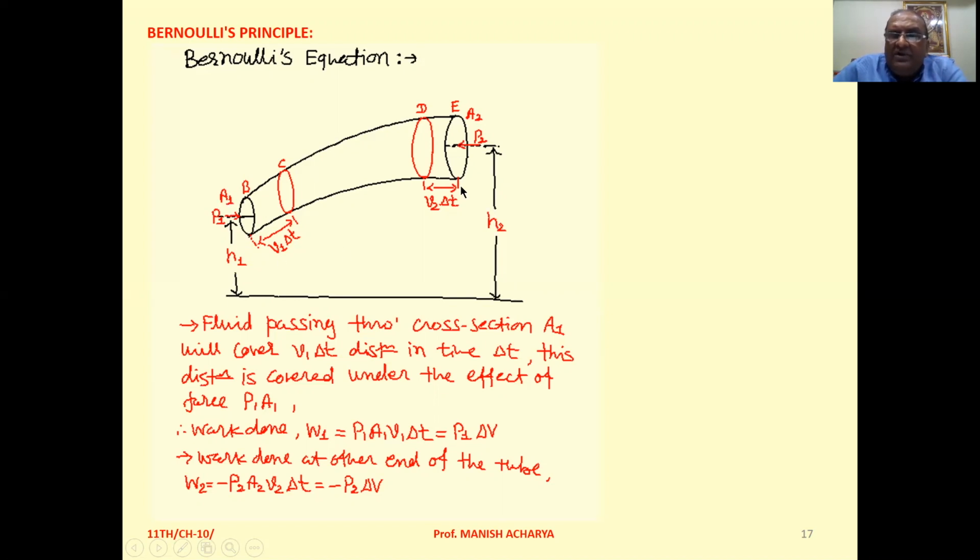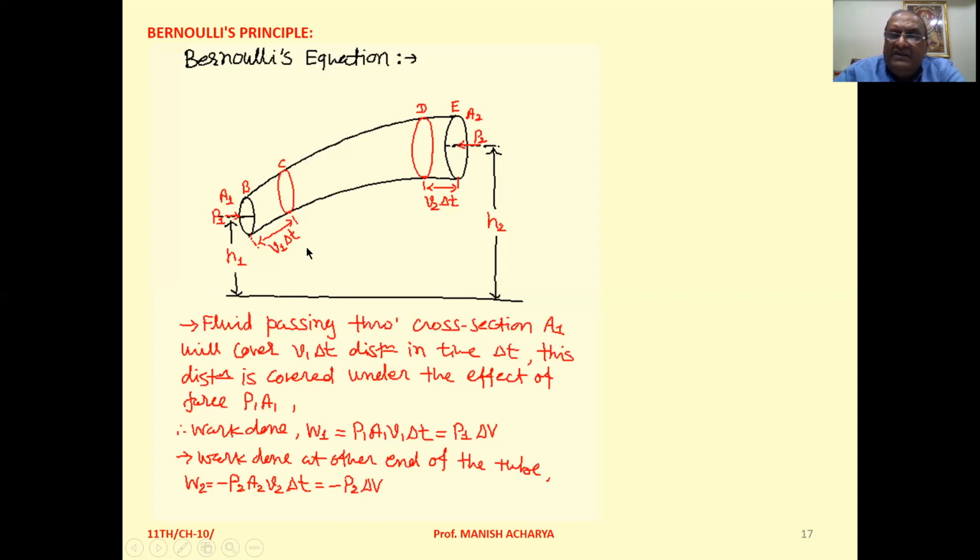At right end of the tube, the pressure is P2, cross-sectional area is A2, and velocity of the fluid, that is V2. Okay. Now see here. Suppose we think about the fluid which one is passing through this cross-sectional area A1 with velocity V1. That will cover the distance V1 into delta t in time interval delta t.